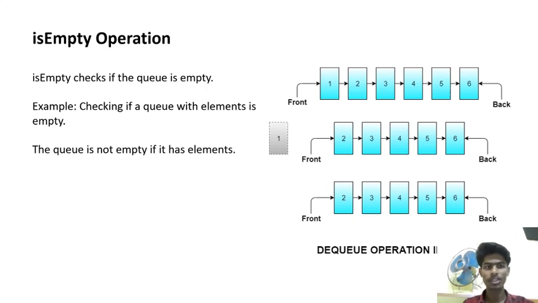Another one, the isEmpty operation. isEmpty checks if the queue is empty. Example, checking if a queue with elements is empty. The queue is not empty if it has elements. If we want to delete an element from a queue, we have to check whether the queue is empty or not. To know that, we use the isEmpty operation. As we can see here, front 1, 2, 3, 4, 5, 6 back. Then front 2, 3, 4, 5, 6 back. The dequeue operation is going on here.